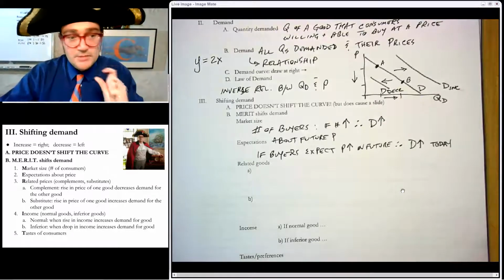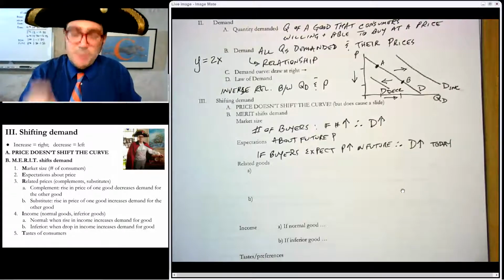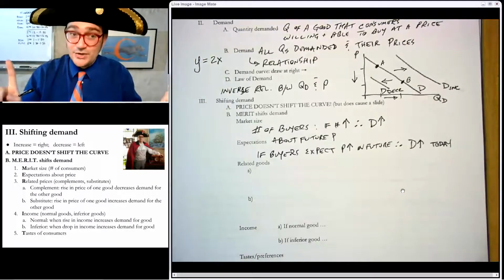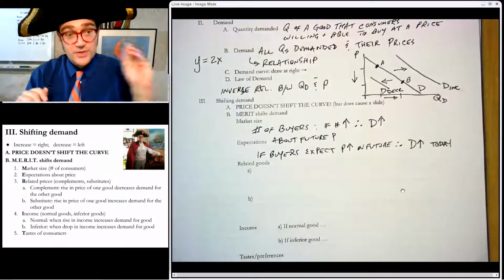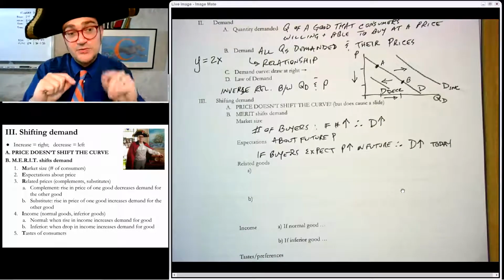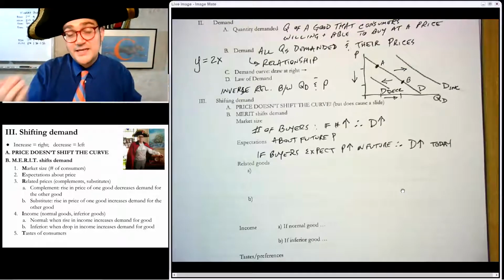Now, the R in MERIT stands for related goods or related prices. Now, I already said price doesn't shift the curve, but if the price of a related good changes, it can change the demand for the original good. That doesn't break the rule, because price doesn't shift the curve actually refers to the price of the original good. So for example, the price of bananas can have an effect on the demand for apples. I'll say that again.